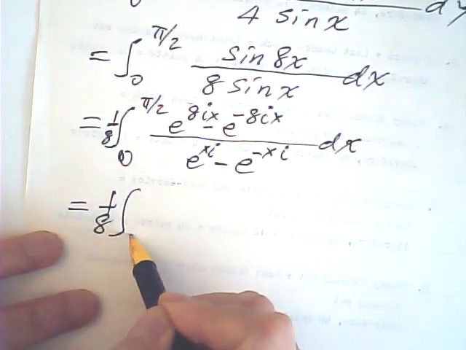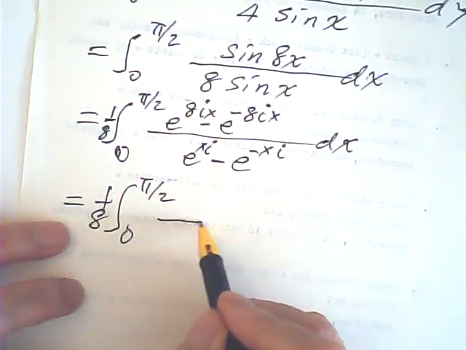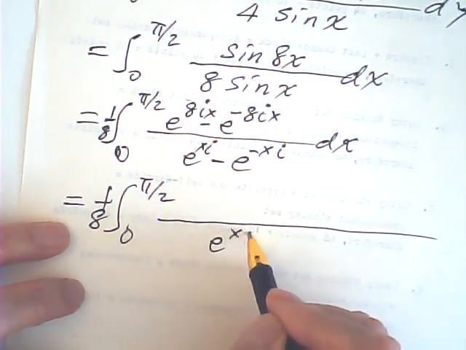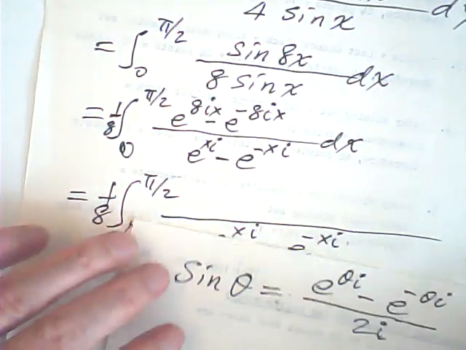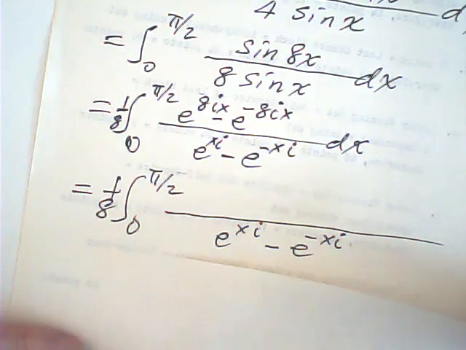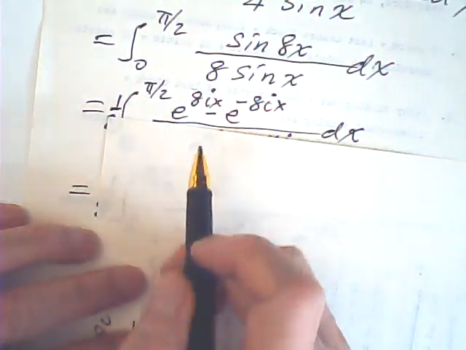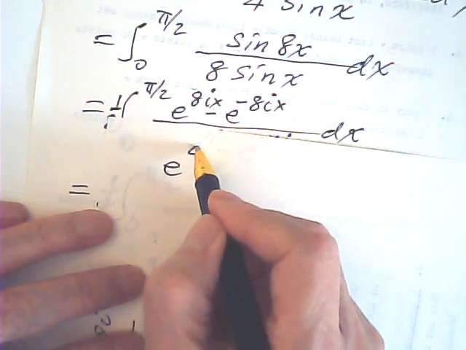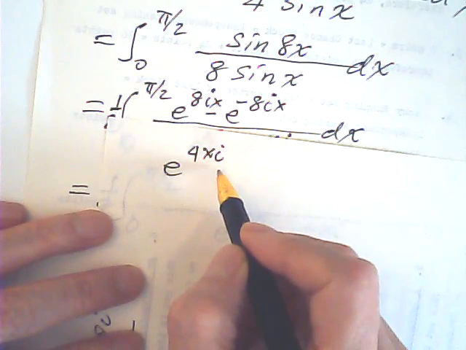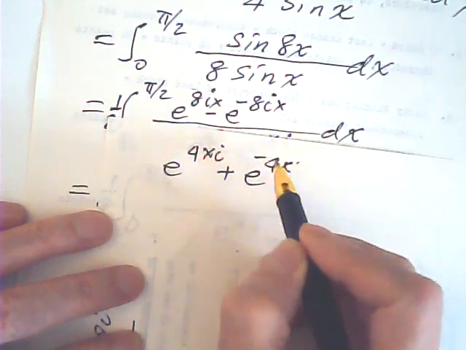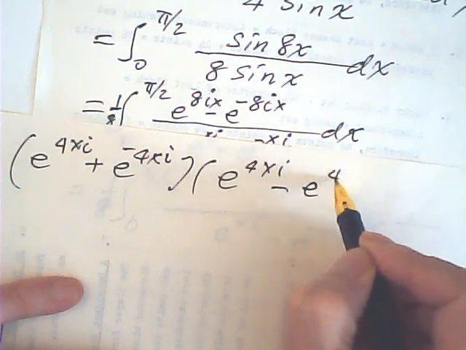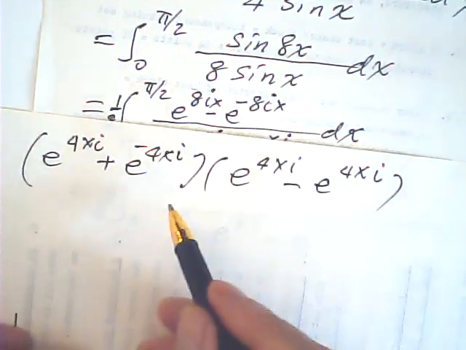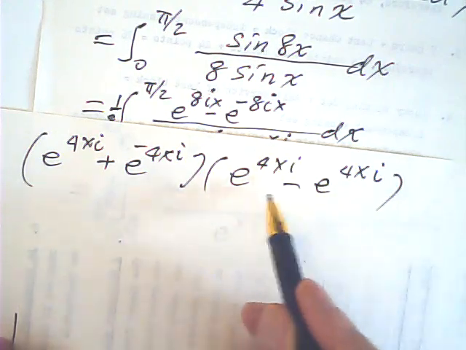Now this is equal to 1/8, and this is e to the 8xi minus e to the negative 8xi. Now this is equal to e to the 4xi plus e to the negative 4xi, multiplied by e to the 4xi minus e to the negative 4xi. Yeah, just simple factorization.